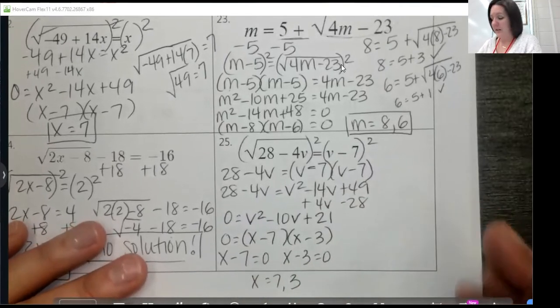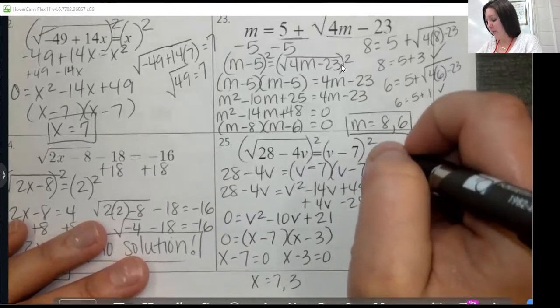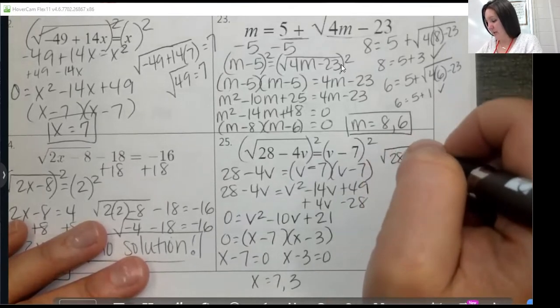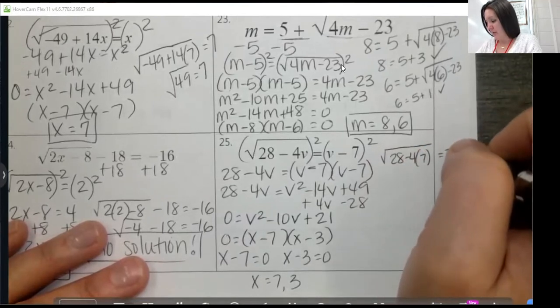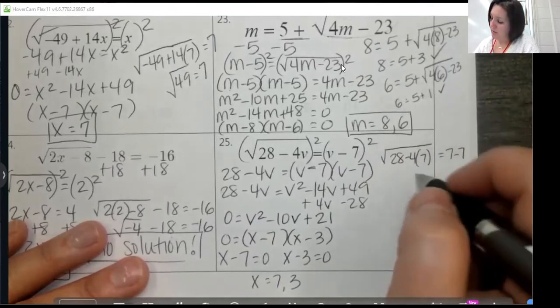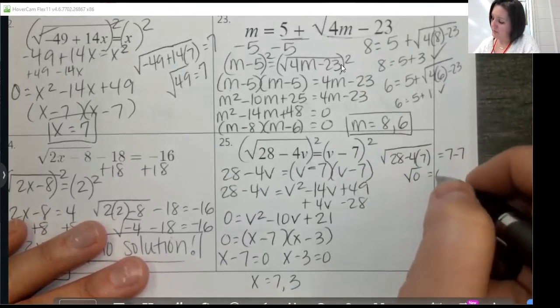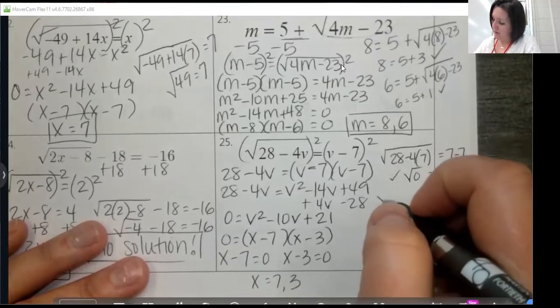All right, let's see which one of these, if any, work. We have the square root of 28 minus 4 times 7 equals 7 minus 7. Oh, 0, okay. Well, 28 minus 28 is 0. So that does work. All right, let's try 3.